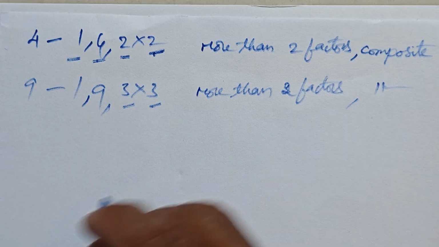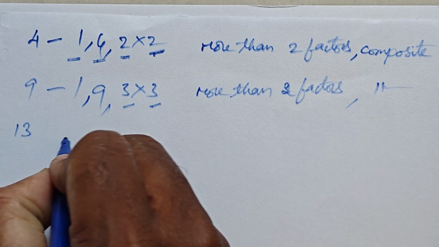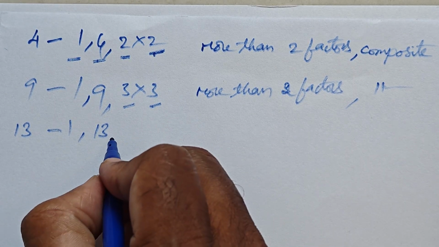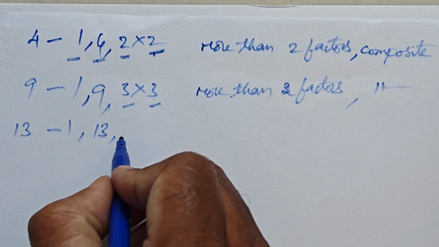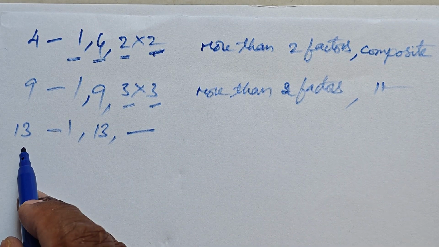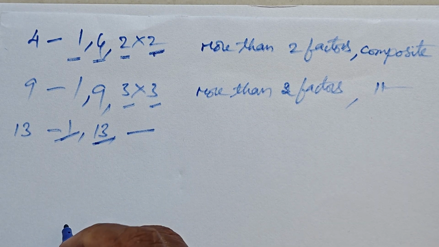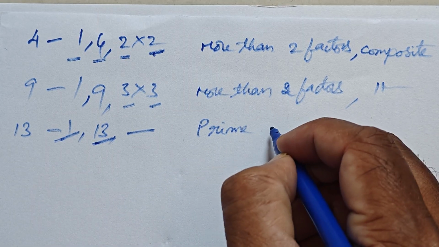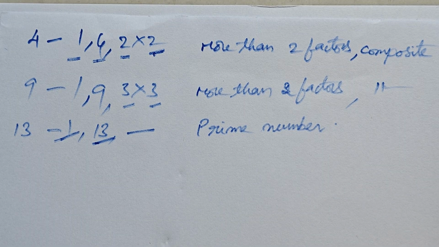Okay. Similarly, suppose now I take another number called 13. Yes, 1 can divide the given number, 13 can divide the given number, but is there anything else that can divide 13? Nothing. That means you don't have any other number which can divide 13. So it has the factor as 1 and the number itself, no other factors. So this is called a prime number. But I hope you all understood what is a composite number, what is a prime number.